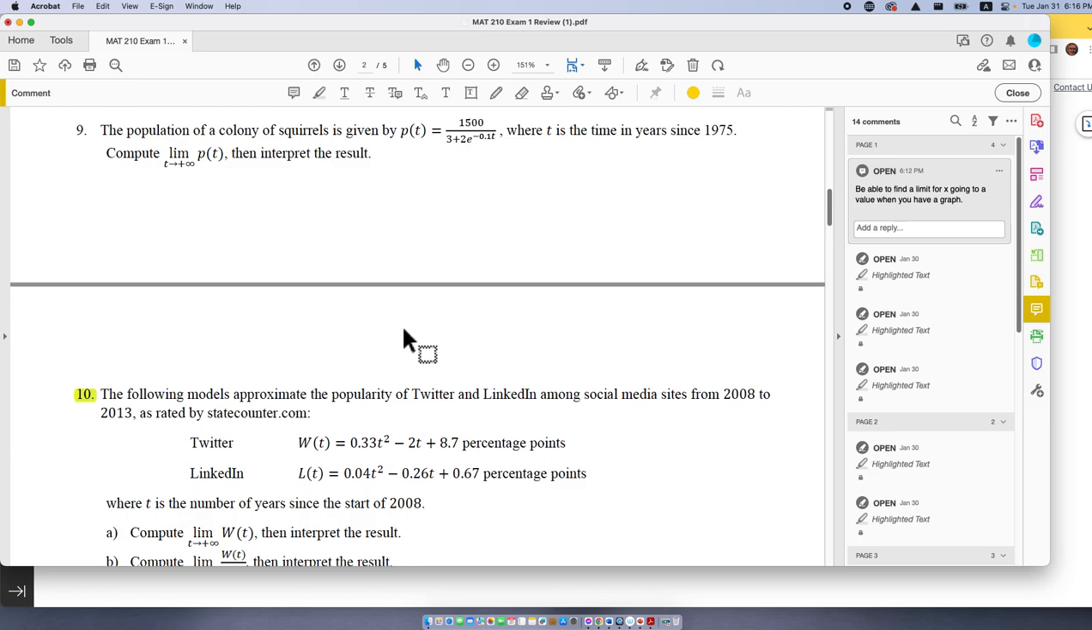What's that? Well, if t squared, if you take infinity and you square it, what do you end up with? Bigger infinity, huh? Yeah. So it's going to go to infinity.